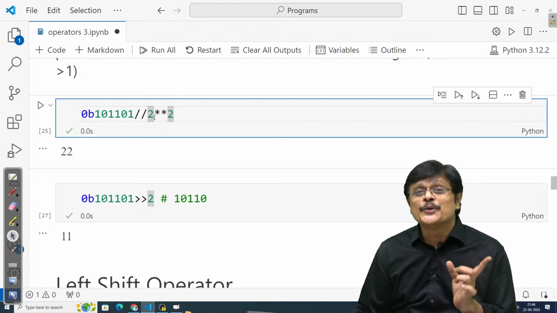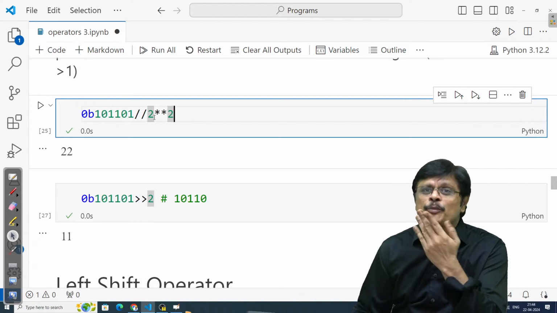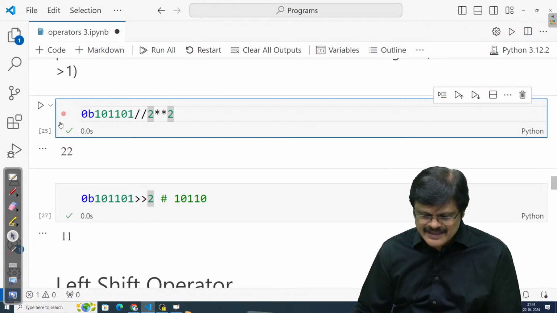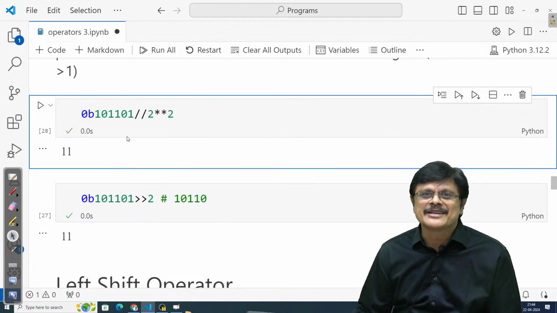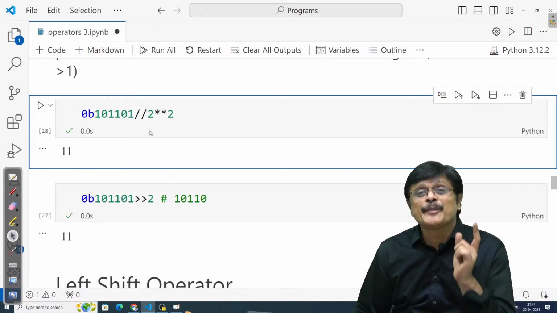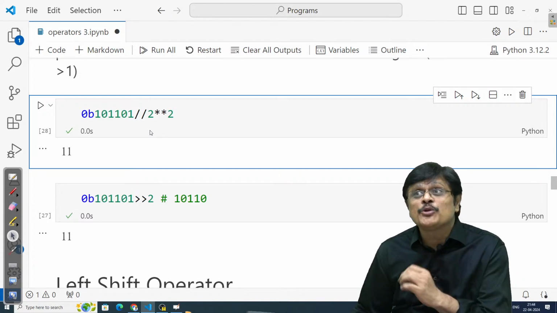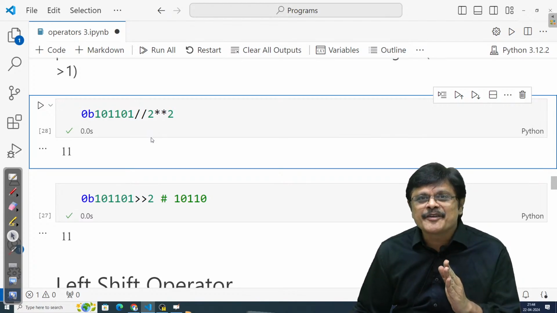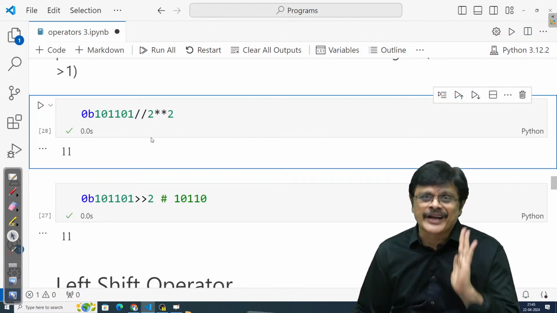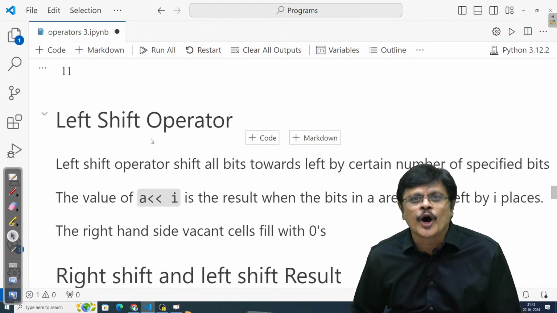When you move right by 1 bit, you do the floor division by 2 power 1. When you move right by 2 bits, you do the floor division by 2 square, and you see the same answer. So right shift by I bits is equivalent to floor division by 2 power I. Please note that. Now let us see the left shift operator.